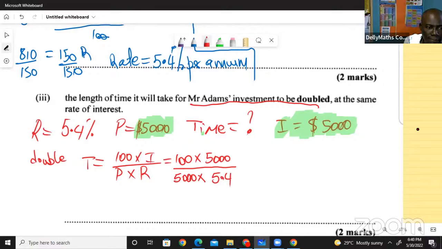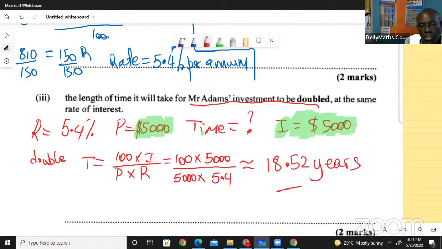Let us see what we get. This is suggesting that it's going to take approximately 18.52 years. So this is saying that that's how long it's going to take for that 5,000 to become 10,000. Basically, that's what they're saying, which means that the interest would have been the same thing as the principal.